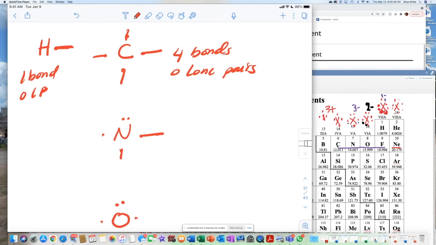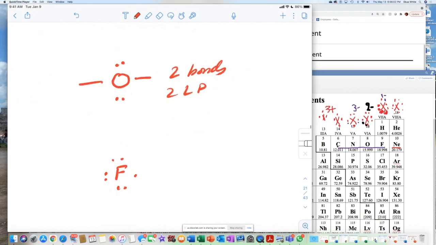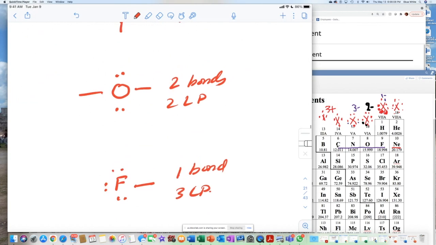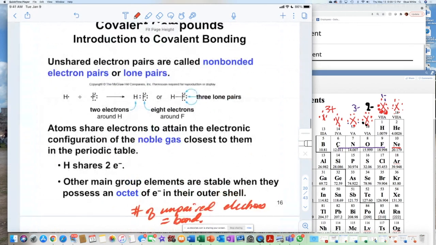Nitrogen has 3 bonds, 1 lone pair. What about oxygen? 2 bonds, 2 lone pairs. And fluorine, 1 bond, 3 lone pairs. You want to make sure you remember this bonding pattern, because we're going to start seeing this as a whole, and then it gets interesting. That's the word I'm going to say.